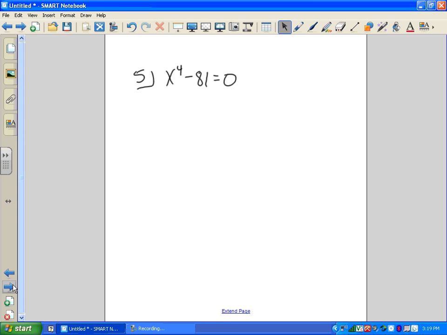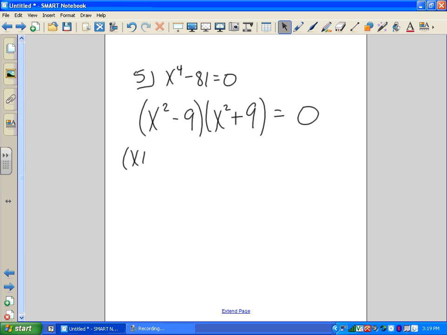Okay, number 5, this one's similar to number 4. Again, it's a difference of squares, but it's a quartic one, so my factors are going to have x squares on them. So x squared minus 9 times x squared plus 9. Now, let's notice in this case that that first one, that's a difference of squares, so that can be factored again. So I could write that as x plus 3 times x minus 3. But the other one, x squared plus 9, that's not a difference. So that cannot be factored. So I'm just going to bring that one down.